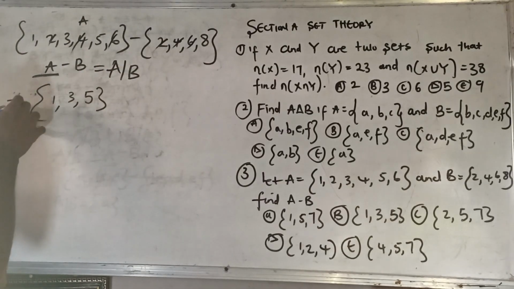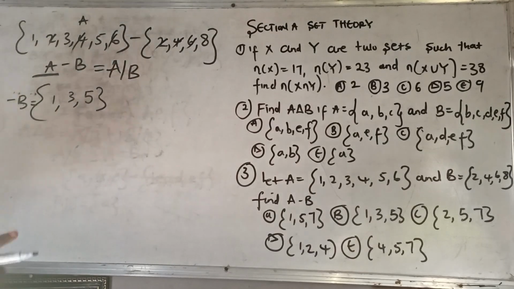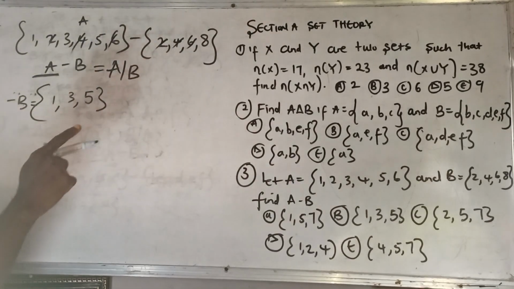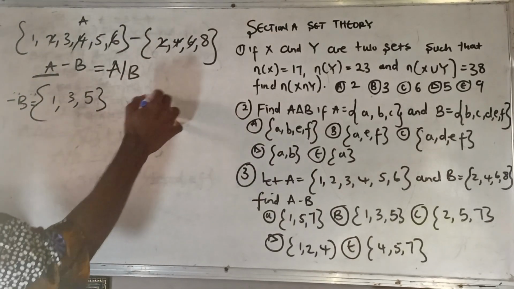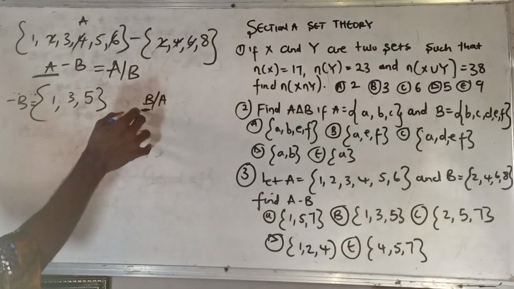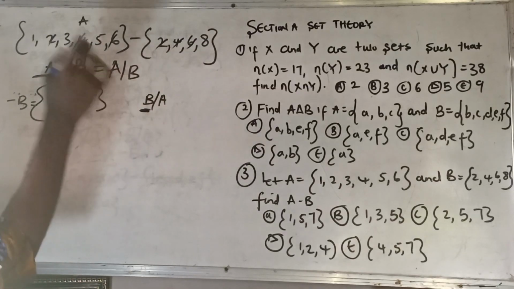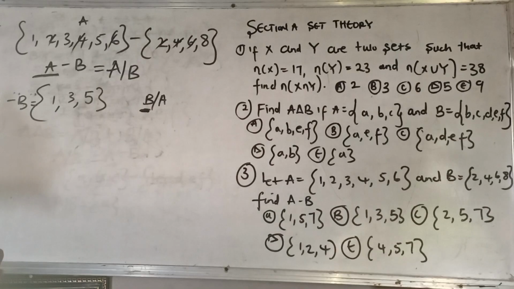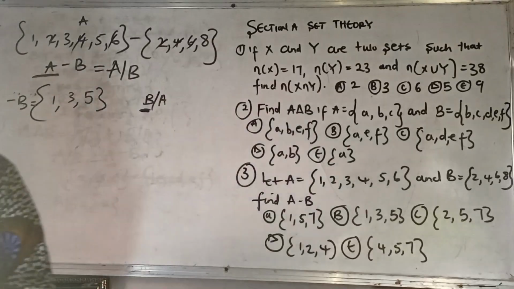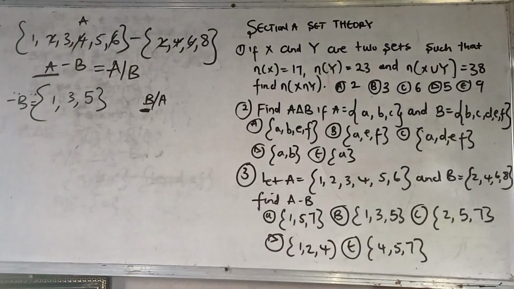So A minus B is equal to this. That is what I said in our last video, in question number 2. If it was B divided by A, we consider this element. When you subtract, consider the members remaining in A. So it's very simple. A minus B is equal to 1, 3, 5, and our final answer is B. Let's move to the next one.